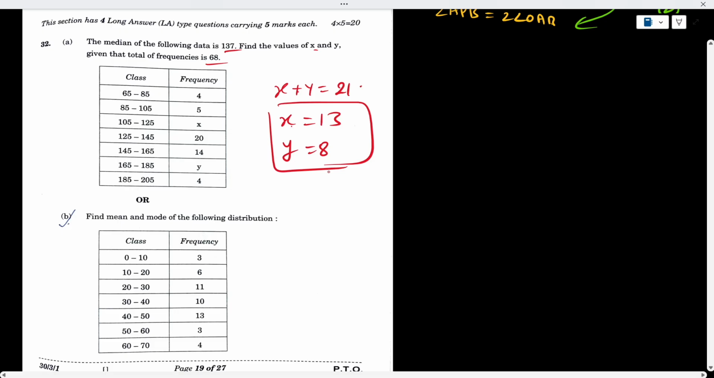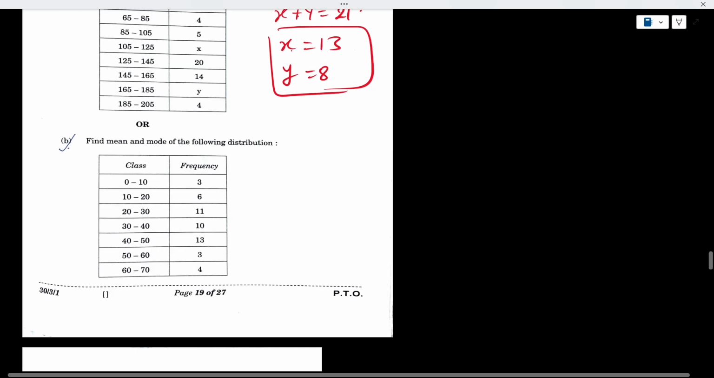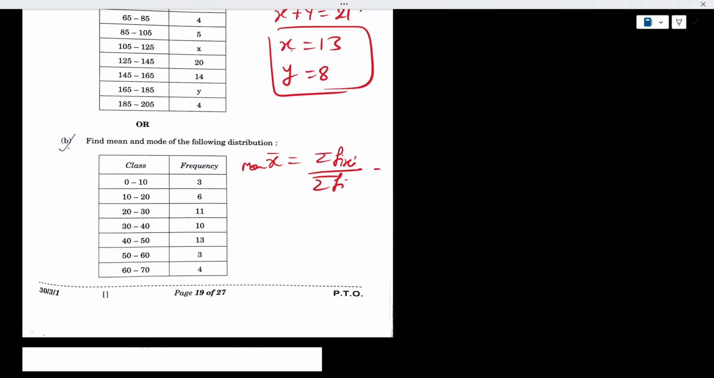Next, you need to calculate the mean and mode. For the mean, because the answer is easy, you can follow the direct method also. Sigma fi. Here x bar is nothing but the mean. The direct method can be followed, or any method, the answer is going to be the same. I am sharing the answer of the direct method. So 1740 by 50, which is going to be 34.8, right? This is going to be your mean.